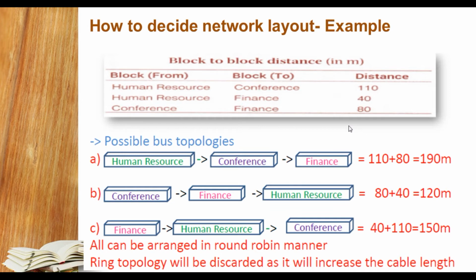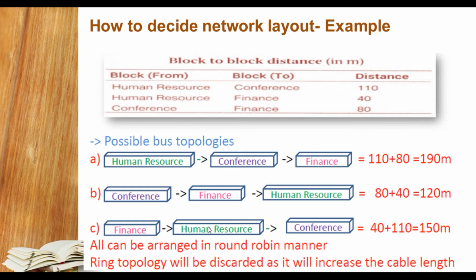So let us understand if we are using the bus topology. Human resource to conference, that is 110, and conference to finance, that is 80, that means 190 meter. Total cable required is 190 meter. In the second condition, if you are taking the first block, conference to finance is 80 meter and finance to human resource is 40 meter, and the total will be 120 meter.